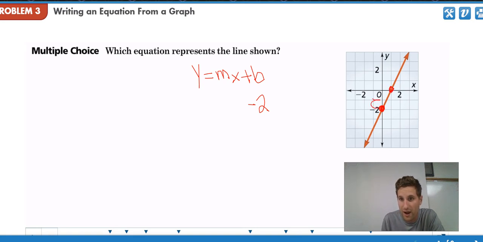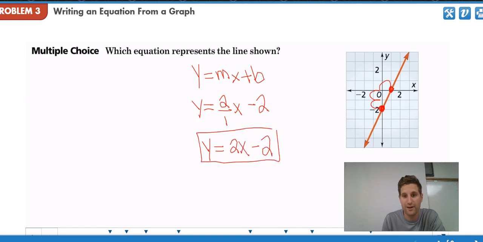How do I get there? I rise 1, 2, so my slope is 2 over, and I run 1. I throw the x in there, and the equals y. So we get y equals 2x minus 2. We can take our graph, find the slope, which we've done before, and this time we also find the y-intercept, then write out our equation. Let's look at our second equation.